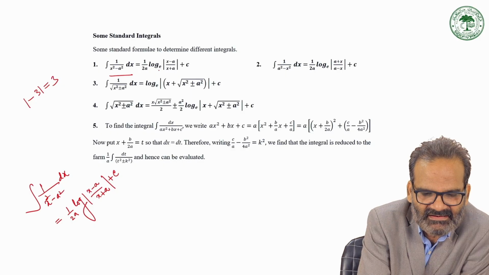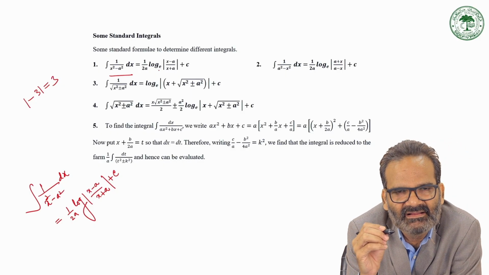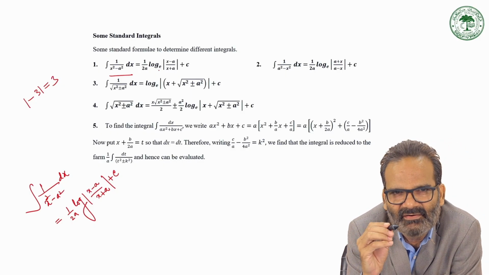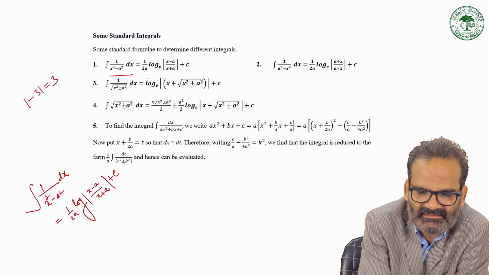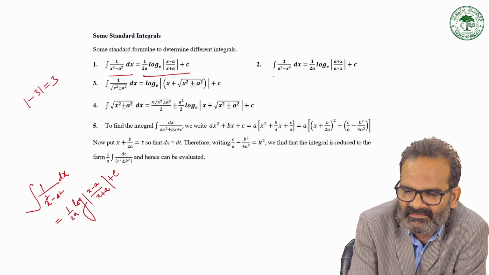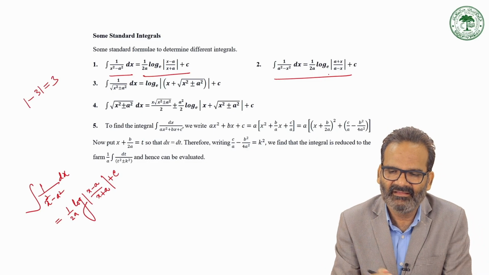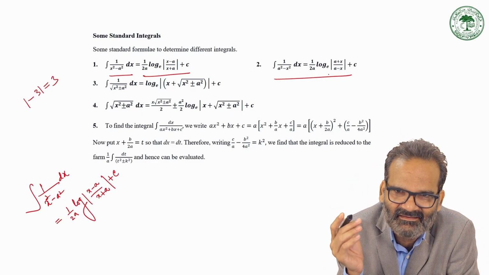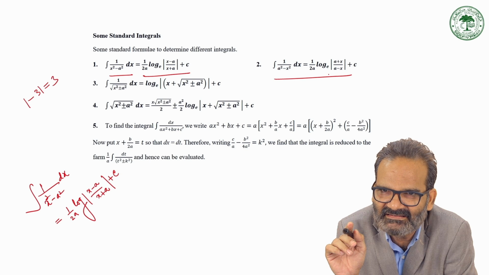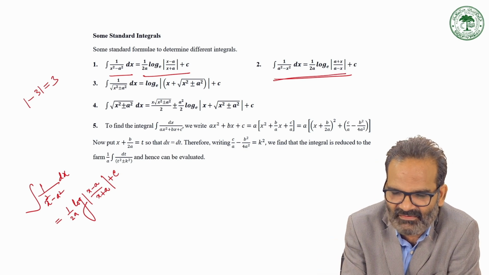So the formula is what? 1 upon x square minus a square dx is equal to 1 upon 2a log of x minus a upon x plus a, plus c. This is formula 1. And this is formula 2. Here we have a square minus x square. a is a constant, x is a variable. Then we will use this formula.